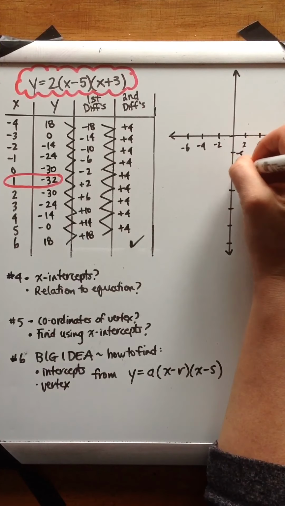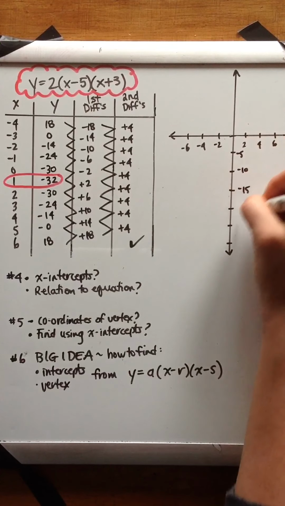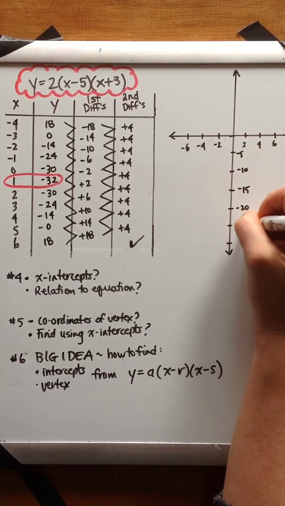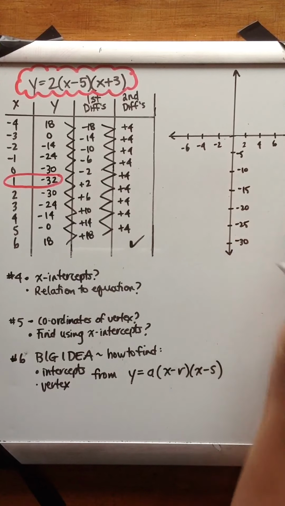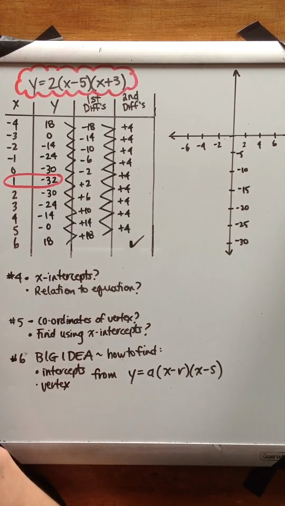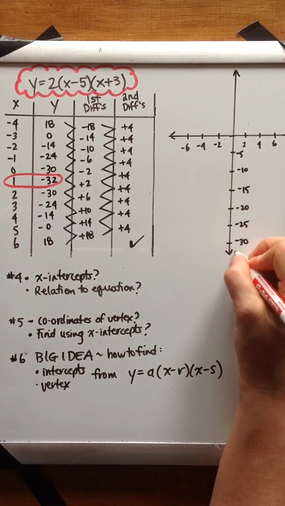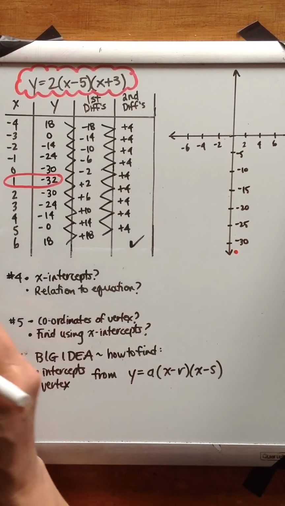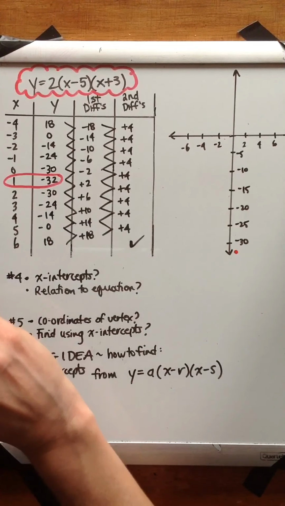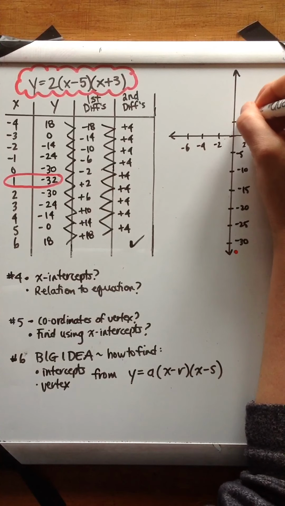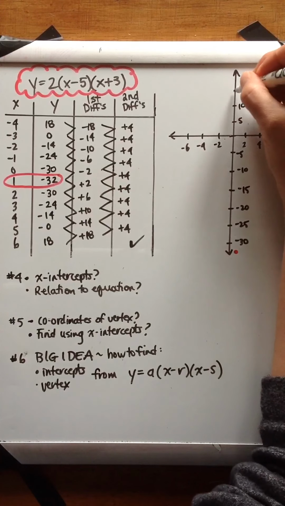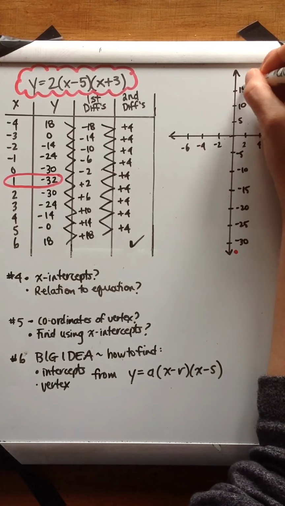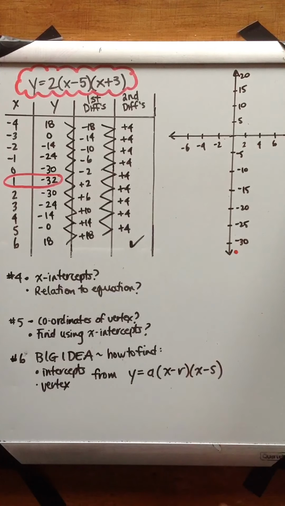So -5, -10, -15, skipping by 5s all the way down to -30, so that I can plot that (1, -32) point approximately here. Okay, and then it's done. Similarly, I'm going to go up by 5s this way as well. Okay, and you can do this accurately on yours.